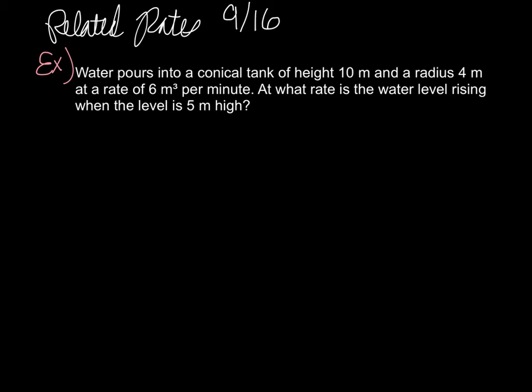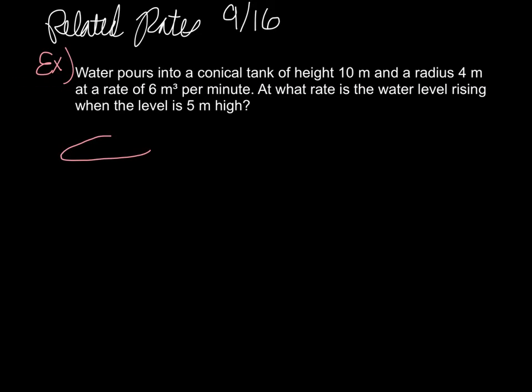Water pours into a conical tank of height 10 meters and a radius 4 meters at a rate of 6 meters cubed per minute. At what rate is the water level rising when the level is 5 meters high? Let's walk through our process for doing related rates. We need to identify variables. And actually, before we even identify variables, let's draw a picture.